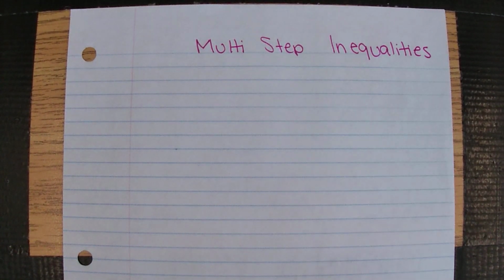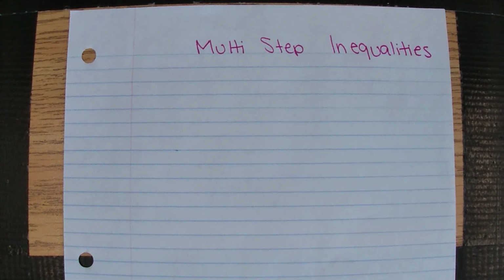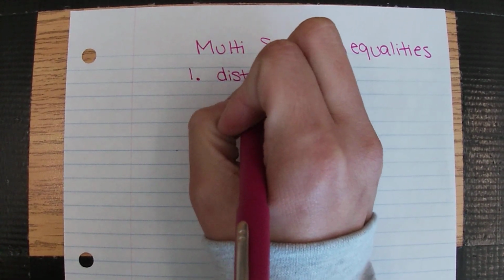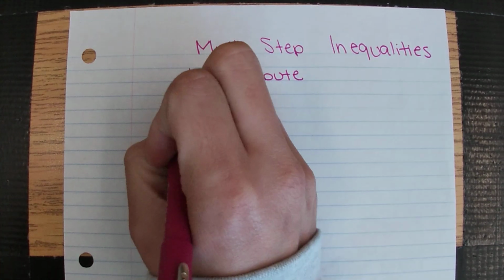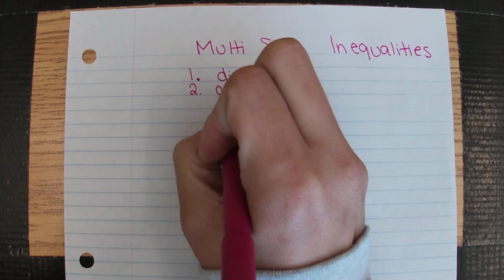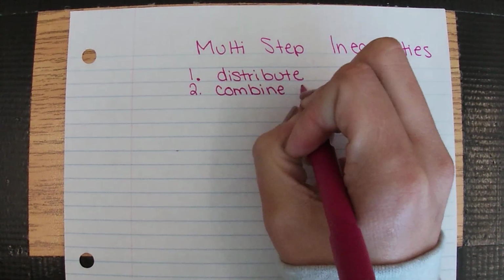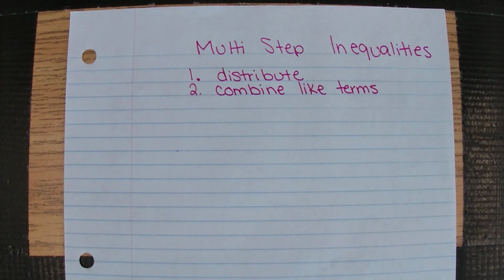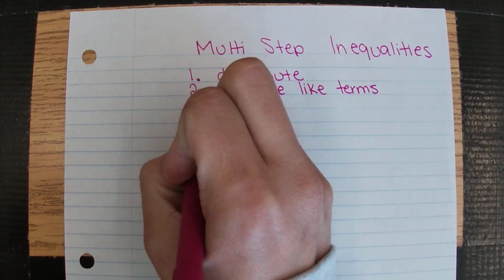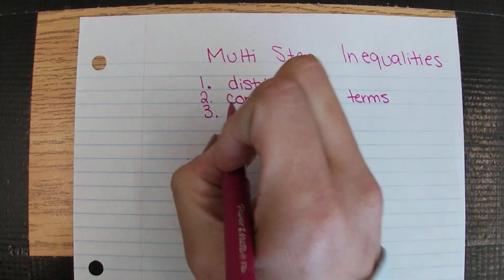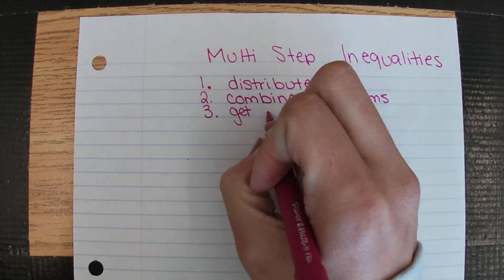So you don't have to do everything in exactly this order, but this is typically the way that students tend to go. The first thing that we tend to do is if we see parentheses, we distribute. The second thing is if there are like terms on one side of the inequality sign, we combine like terms. The next step is that if there are variables on both sides of the inequality sign, we get the variables on one side together.